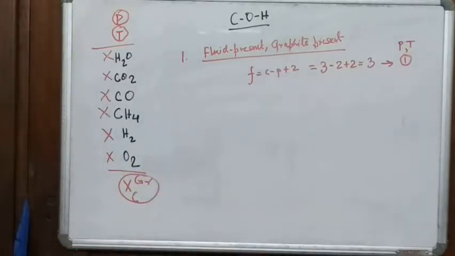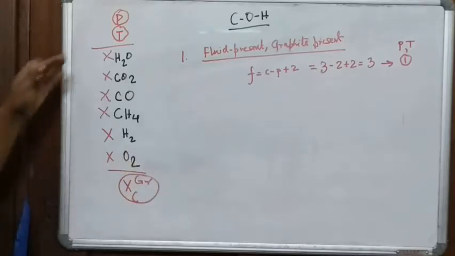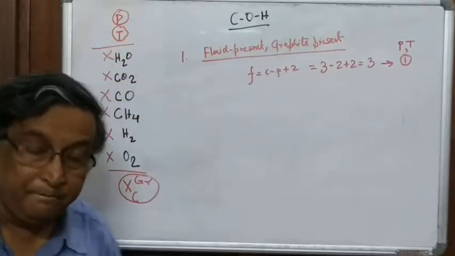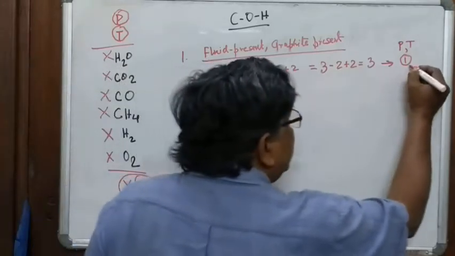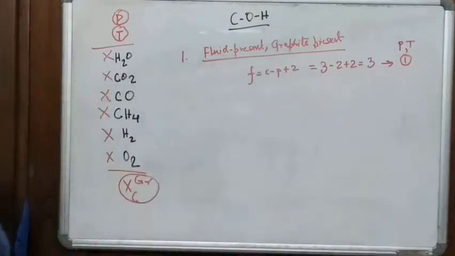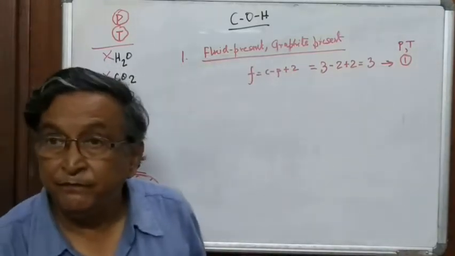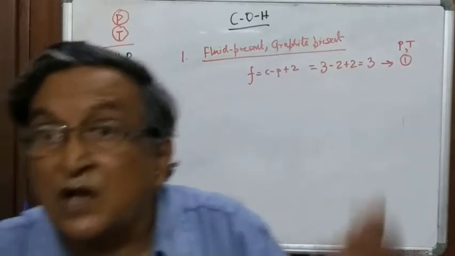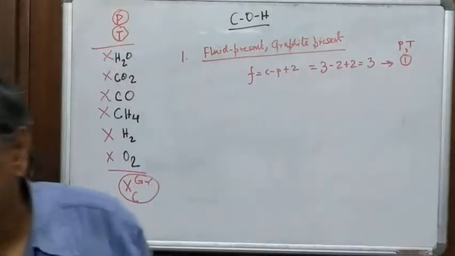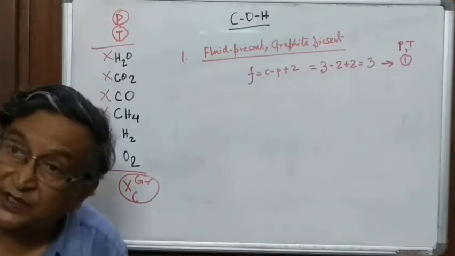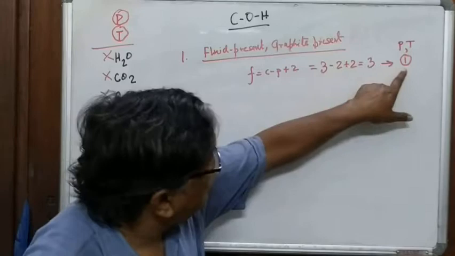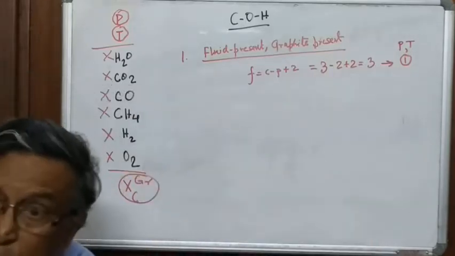So now, if we look at this, what does the Gibbs phase rule tell you? The Gibbs phase rule says at a known pressure and temperature, one intensive variable needs to be input into the system. What are the variables? One variable needs to be an input.